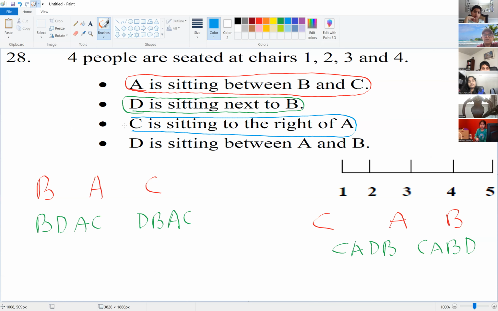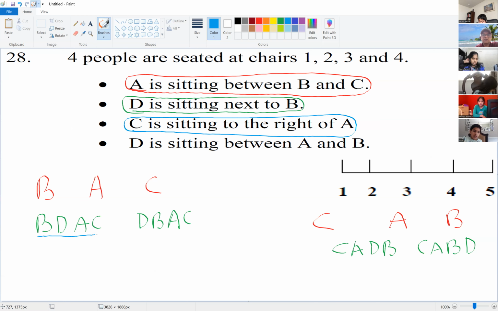C is sitting right of A. Now which one has C sitting right of A? BAC. So that's BAC. And DBAC. So in this one A is sitting on the left, right? And C has to be on the right of A. So this one will work, C is on the right. Will this one work? No, none of those will work because it's on the left. Okay, so now we're down to two choices.